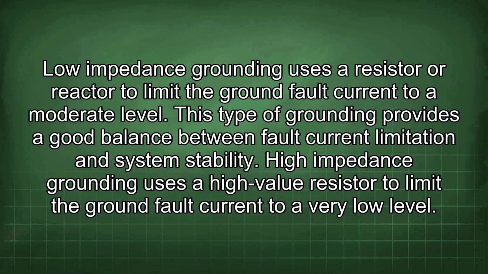Low impedance grounding uses a resistor or reactor to limit the ground fault current to a moderate level. This type of grounding provides a good balance between fault current limitation and system stability.